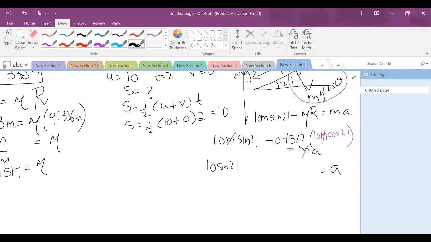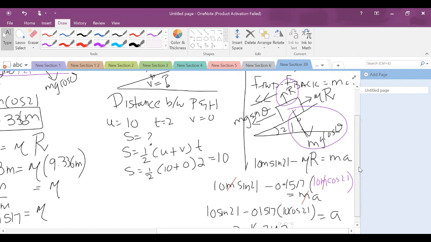sin 21 minus 0.1517 10 cos 21, which gives 2.16743. ये आ गई acceleration.